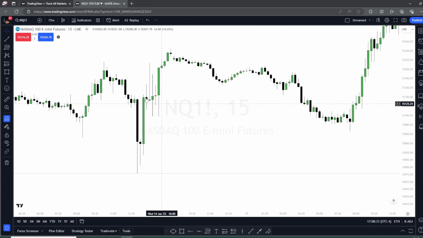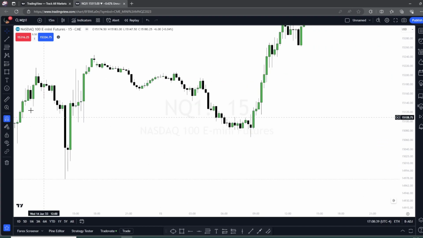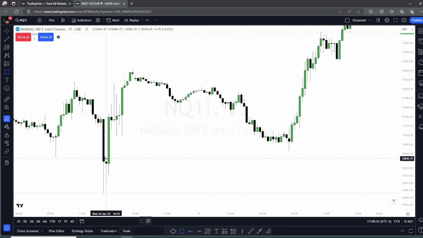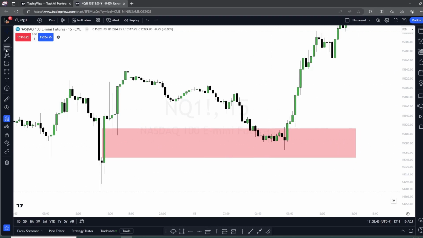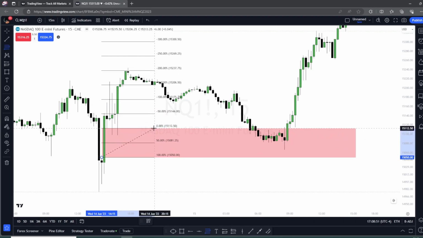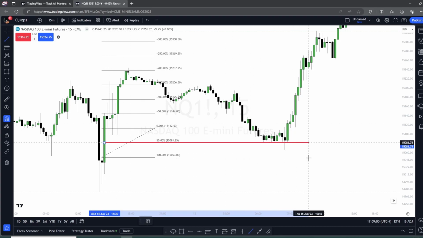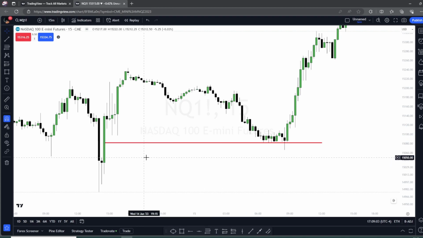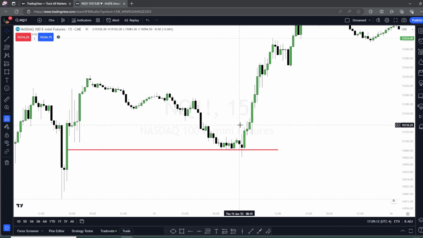But that is essentially what we are going to use today as our discount array, or the level that is presented as support. More specifically, the equilibrium of that BPR, right? So as you can see right here, we have the BPR. But if we want to be more specific with price delivery, we take our Fibonacci, we find the 50% level of this BPR, and we draw it out. As you can see, it is very, very accurate. So this is our level that is presented as support because we are bullish. Had we been bearish, we would have had to find a level that would be presented as resistance, right?